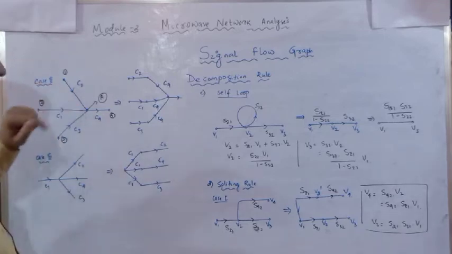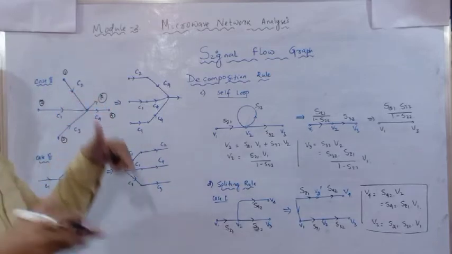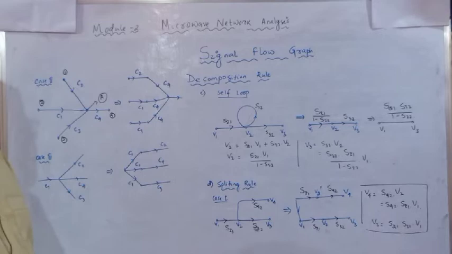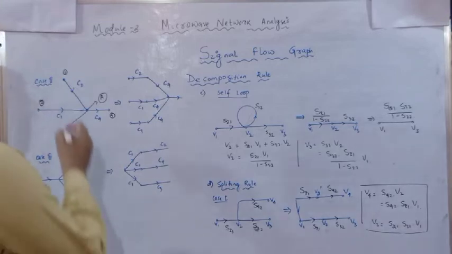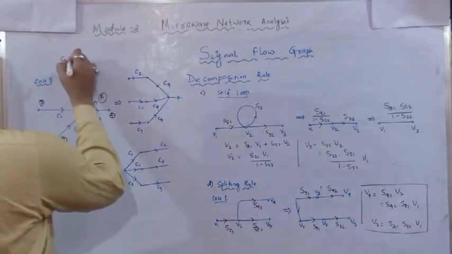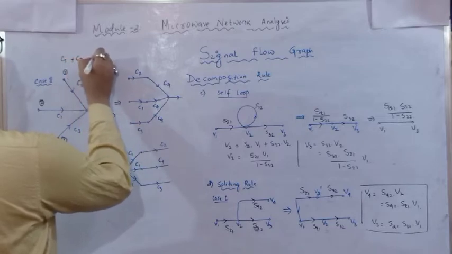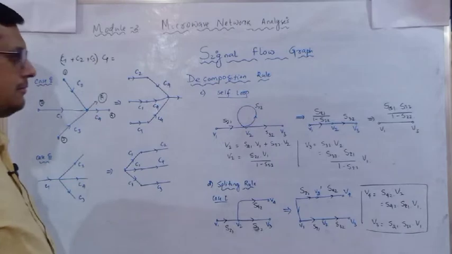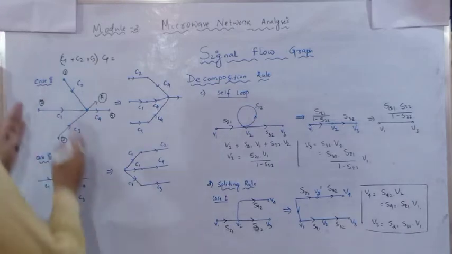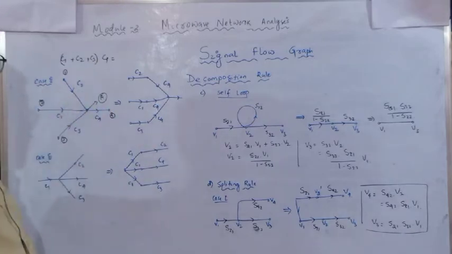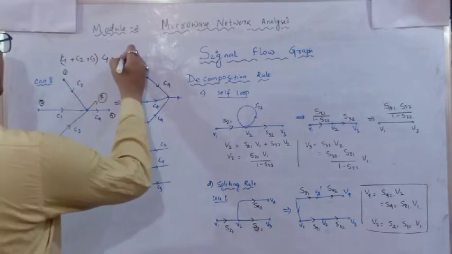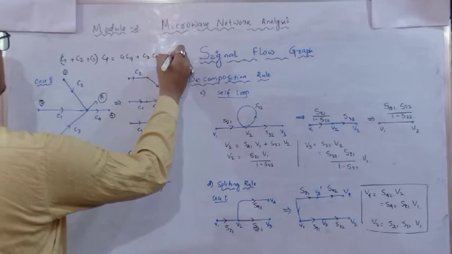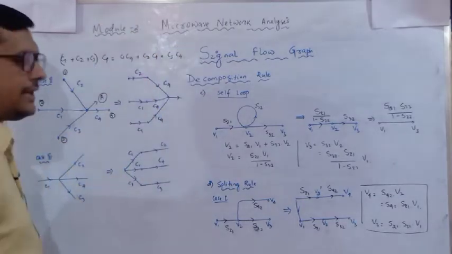Now here you can see all these scattering parameters are parallel in nature. So that means all will be added and multiplied with C4. In this case I can write C1 plus C2 plus C3 whole into C4. Because up to this it is parallel, then it is series. Now if you split it up, C1 C4, C2 C4, C3 C4. Like this I can write.